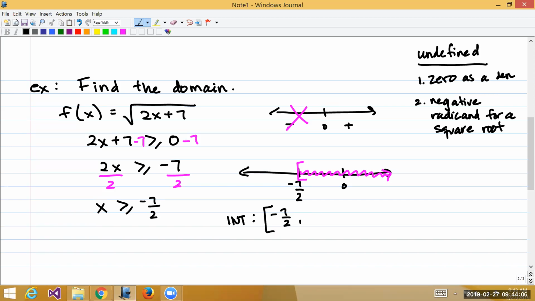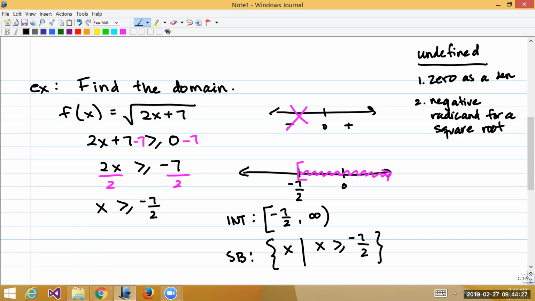comma, infinity, parentheses. And set builder will be open curly braces. Our variable in question is x, such that, and our inequality statement. Close those braces.